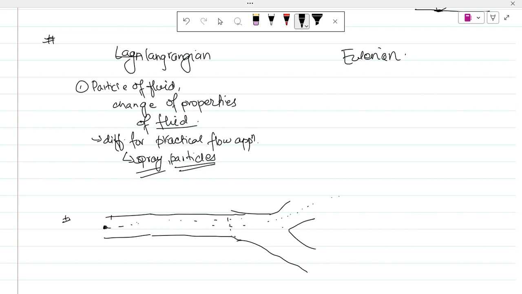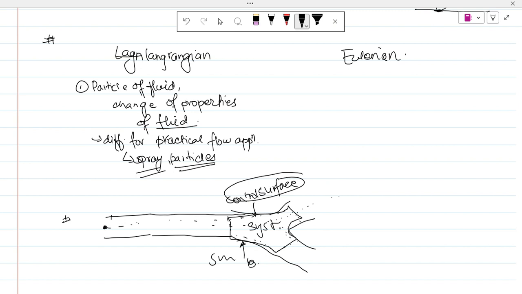But what if I use an imaginary boundary known as a control surface? I use this surface as a control surface. This is imaginary, not a real control surface. We have our system, we have our surrounding, and we have our boundary. This boundary is known as the control surface, and it could be imaginary or real. But the point here is that we trace the properties or field variables in this control volume.